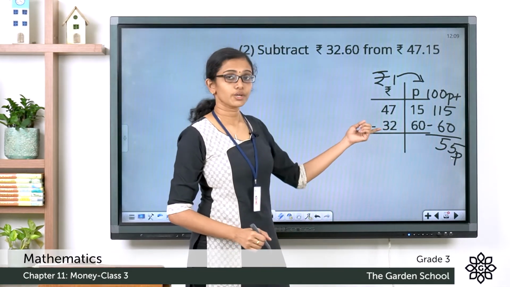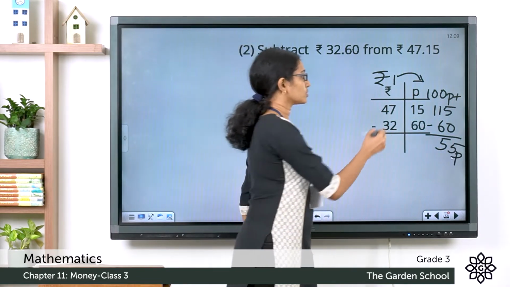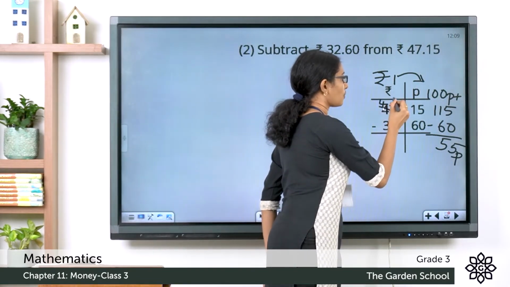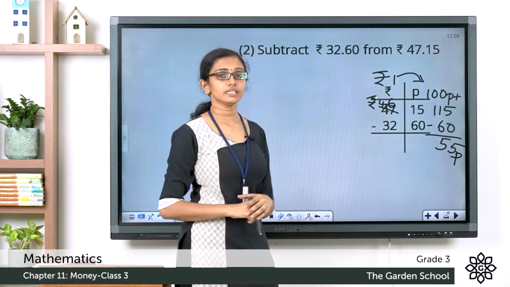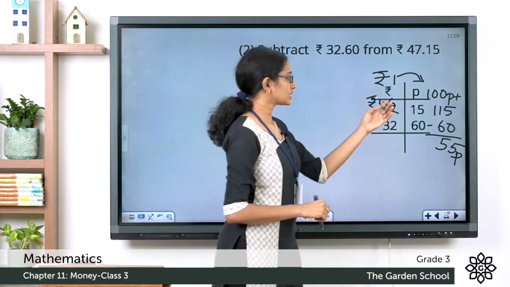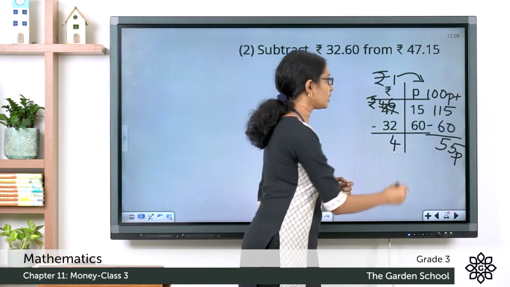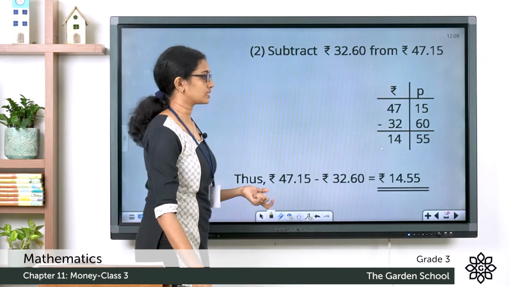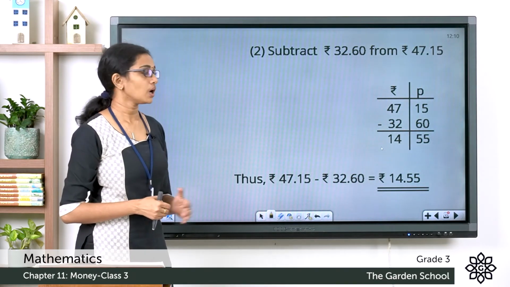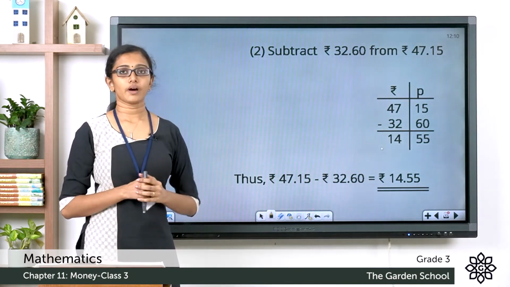We borrowed 1 rupee from this rupee column. So this 47 rupee becomes 46 rupee. So right now we have 46 minus 32. What is it? 6 minus 2 equals 4, and 4 minus 3 is equal to 1. So what is the difference? The difference is an amount of 14 rupees 55 paise.